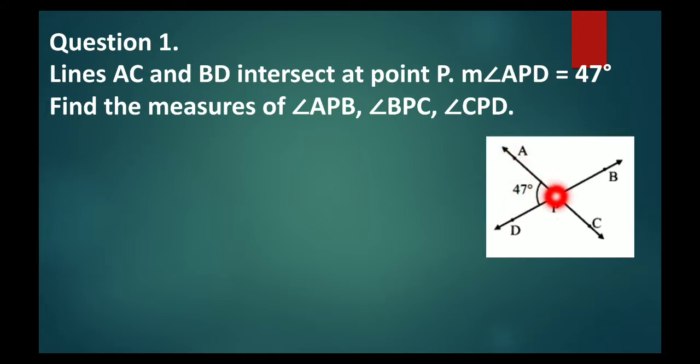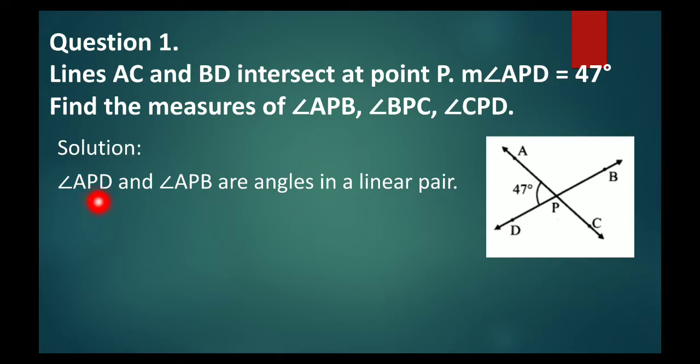Teacher taught you the vertically opposite angles are congruent. The vertically opposite angle of APD is what? APC. That is, if this is 47 degrees, automatically BPC is how much? BPC is 47 degrees. Now teacher will teach you how to find angle APB. If we get APB or DPC, either one, we will automatically know the other by vertically opposite angles, because we know that vertically opposite angles are always congruent.